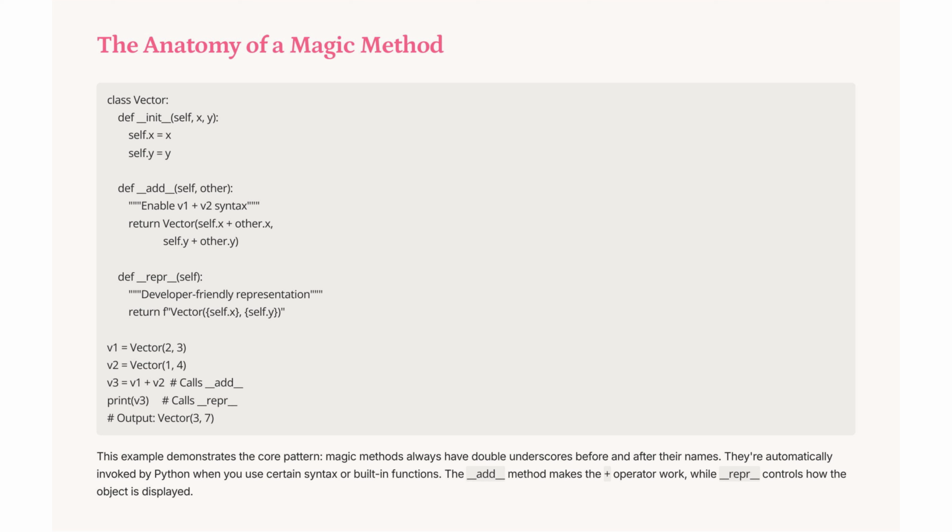In Python, magic methods like __add__ and __repr__ define object behavior with operators and functions. For instance, in a vector class, __add__ allows vector addition using plus, while __repr__ provides a developer-friendly string representation. These methods, marked by double underscores, are automatically triggered by Python, enhancing object interaction and display.